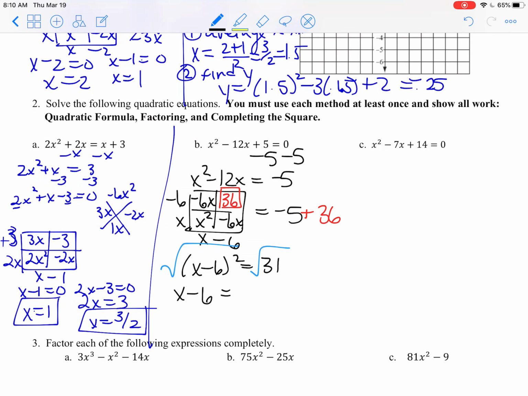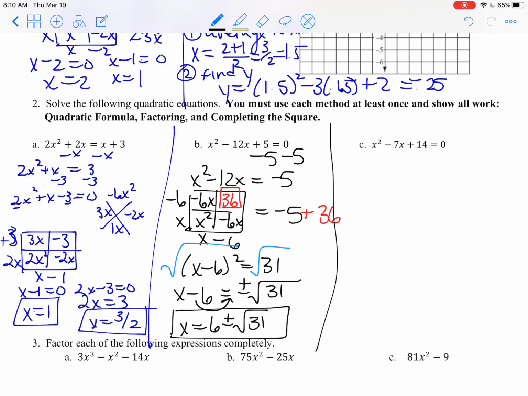And I get x minus 6 equals, don't forget the plus and minus, the square root of 31, because 31 is not a perfect square. And then move the 6 over. So x equals 6 plus or minus the square root of 31. And there's our answer for that one.